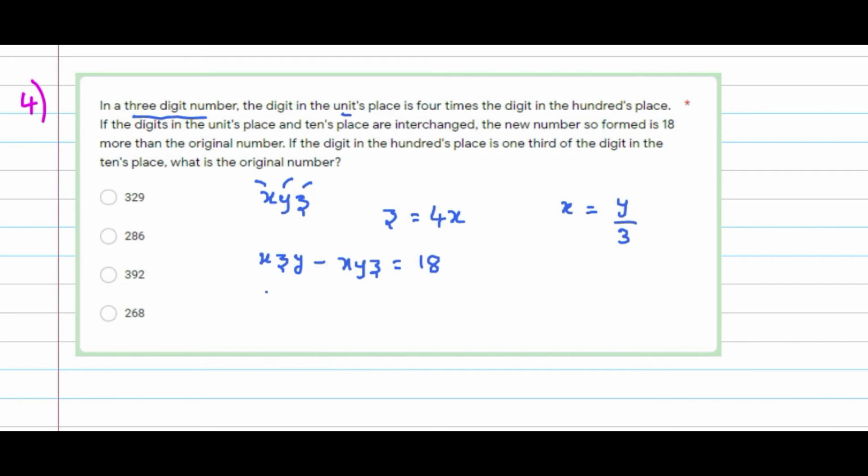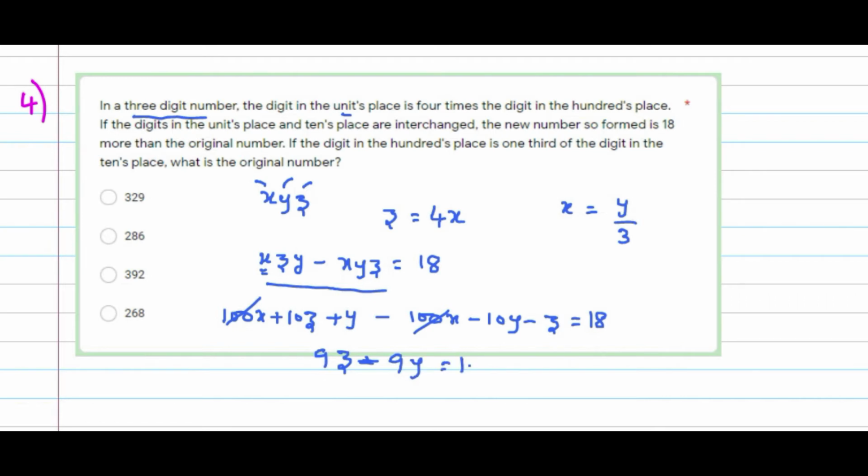Now let's move forward. So this equation can be elaborated. So this is in hundreds place. So let me take it as 100x plus 10z plus y minus 100x minus 10y minus z is equal to 18. So simply 100x will get cancelled. Okay. So it is 10z and 1z, it is 9z minus 9y is equal to 18. So which implies z minus y is equal to 2.